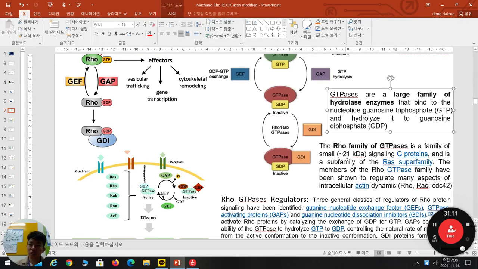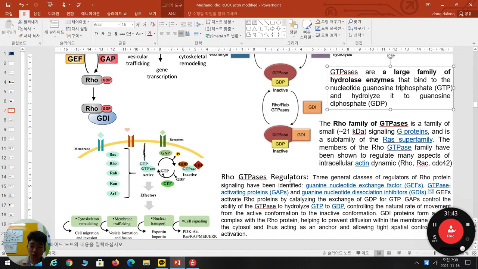Their size is 21 kilodaltons, and they are signaling G proteins and a subfamily of the Ras superfamily. The members of the Rho GTPase family have been shown to regulate many aspects of intracellular actin dynamics. So that's why, from the GTPases, we have to focus on the Rho family of GTPases, which is Rho, Rac, CDC42.